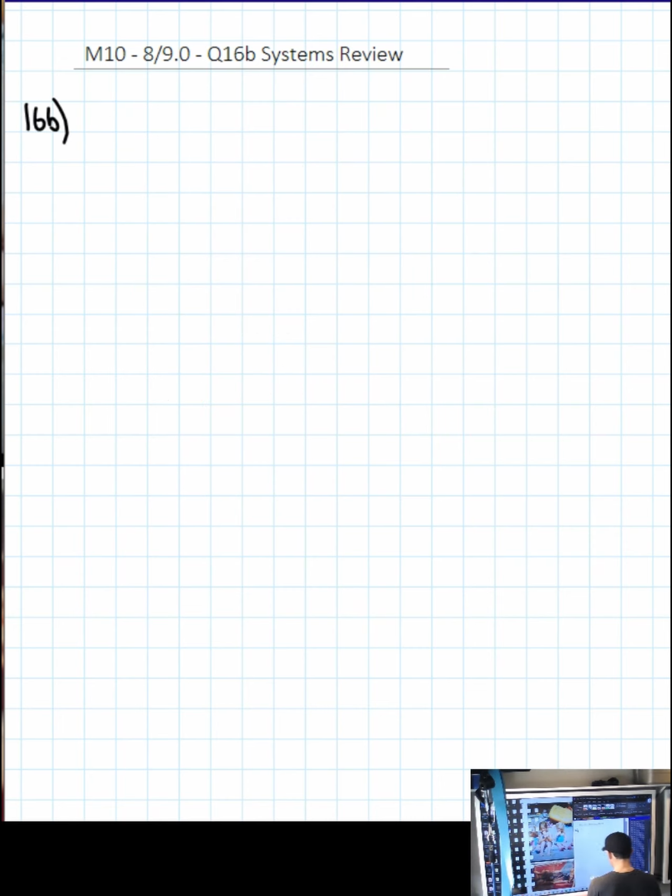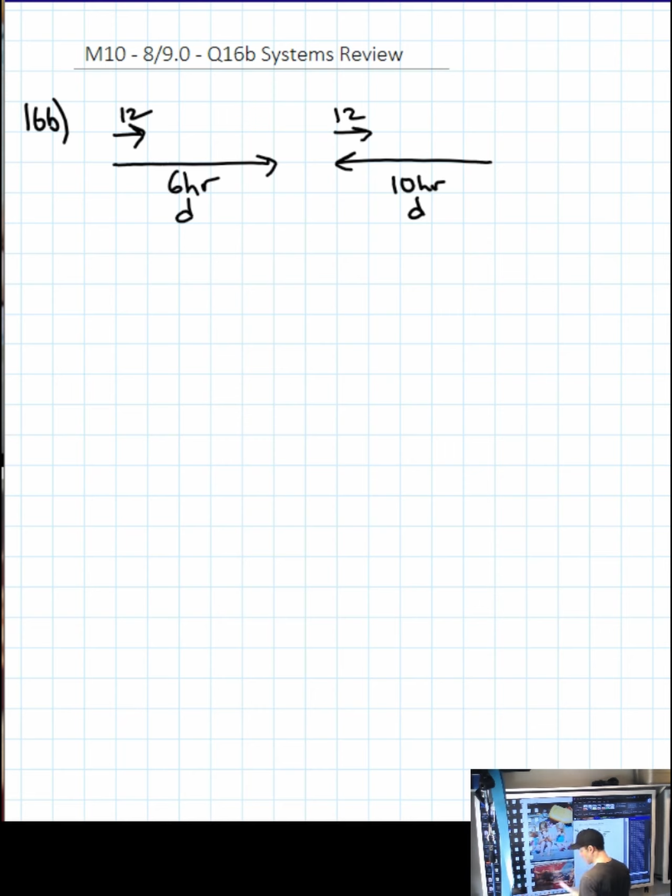Okay, a boat took 6 hours to sail downwind with the wind. Okay, so let's start by designing our diagram. So we travel a certain distance. We don't know. This took 6 hours to travel the distance. And this time we're going with the wind, and we know that the wind speed is 12. So the return trip, the same distance, this time took 10 hours to go the same distance, but this time we're going against the wind of 12.